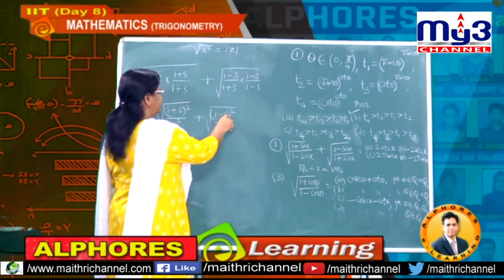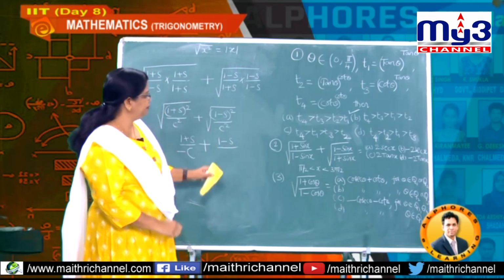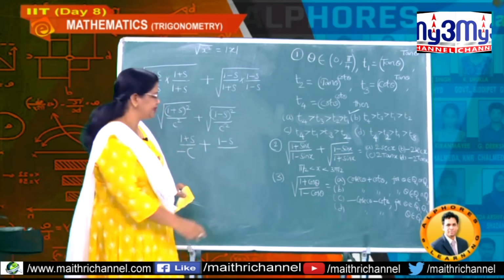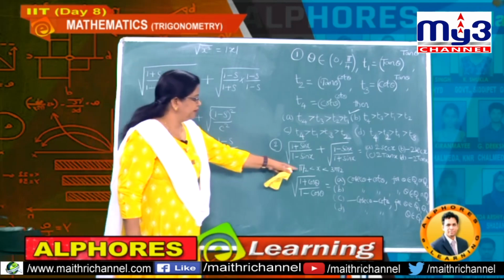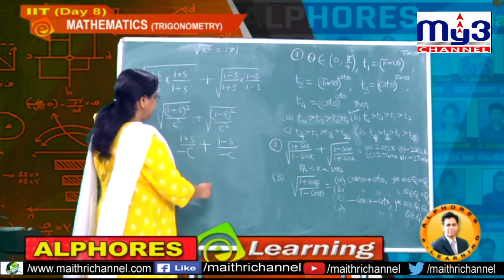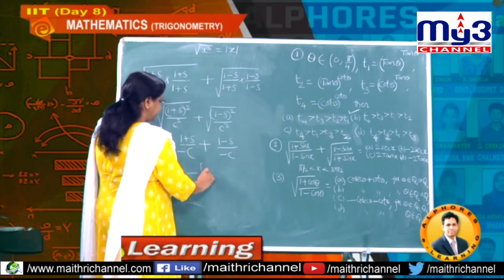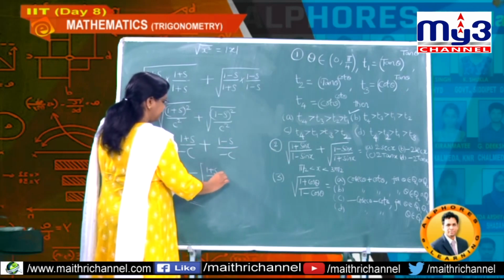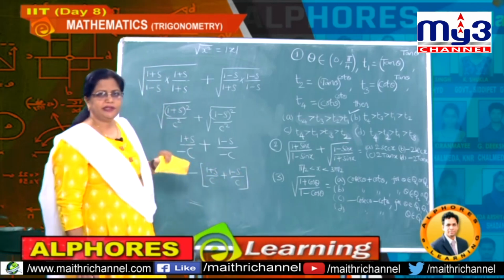Now plus, what is this value here? 1 minus sine divided by cos square, same reason, that is how much now? Minus cos, because pi by 2 is less than x less than 3 pi by 2. And now if I write minus common, it is 1 plus sine by cos plus 1 minus sine divided by cos. Understand, students?